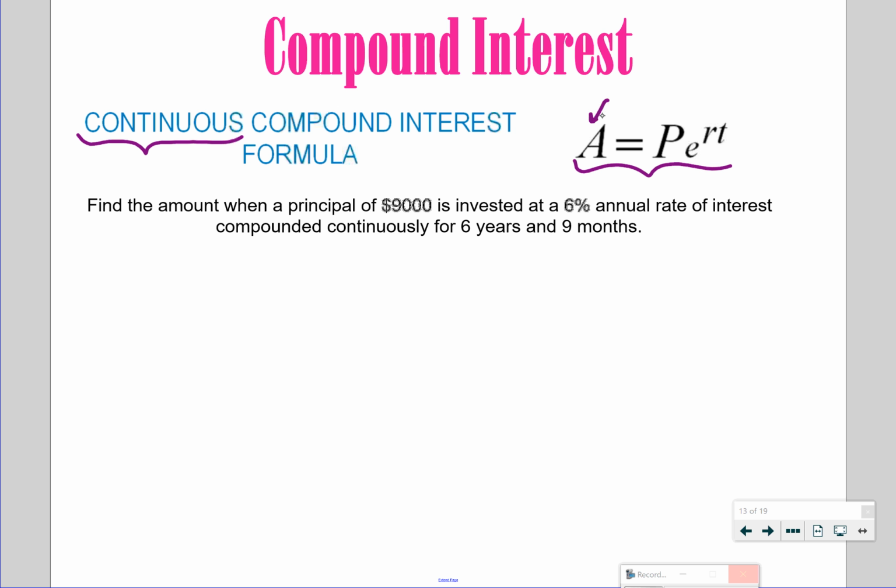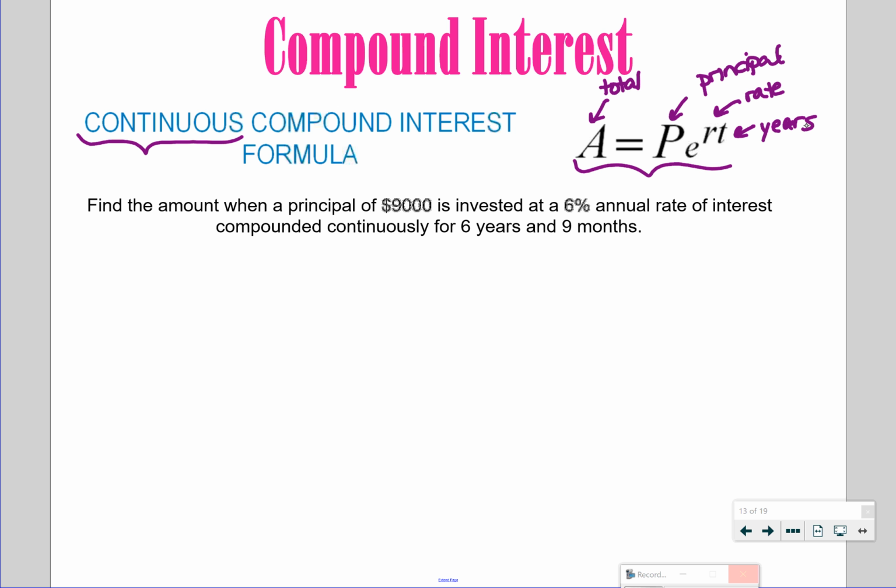A stands for your total amount in the bank. P stands for your principal, and principal is just a fancy way of saying your initial deposit, your starting amount. R is your interest rate, and R will be a decimal when we type it in, and you'll see that in a moment. And then T is your time in years. E is just the number E, so you should never be plugging anything in for that. So this formula, sometimes called the PERT formula, you can see why, will calculate the amount in a bank if you are compounding continuously. So let's look at an example of this.